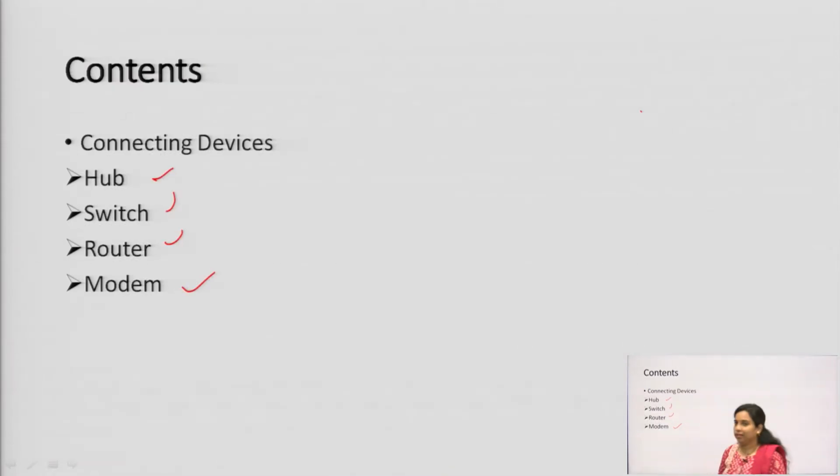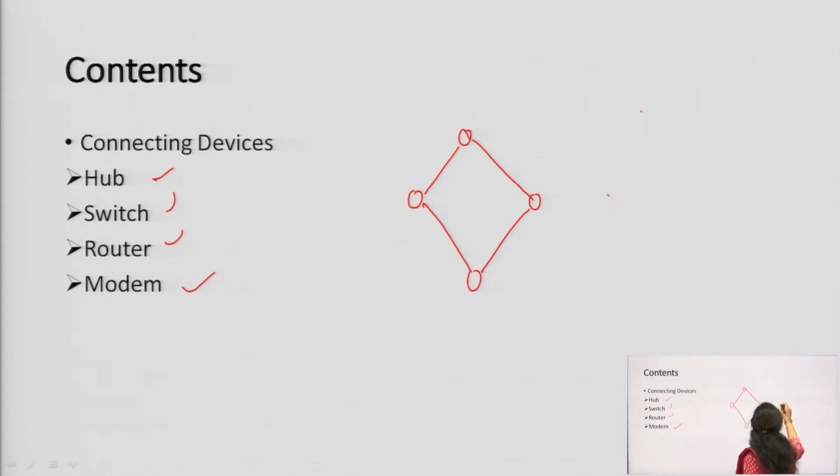So, what is connecting devices? Whenever we set up any network which is formed with different devices, like I have set up a network with 4 different nodes, and these are connected in whatever topology, it may be a mesh topology, it may be a star topology, it may be a bus. Hybrid topology is also possible, which consists of a combination of any 2 topologies.